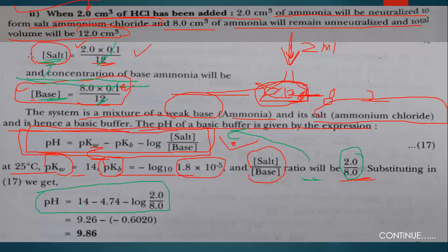Okay, see, pH is equal to 14. What is 14? pKw. Now pKb is a negative log of Kb. Values negative log केल्यानंतर काय येते तुम्हाला 4.74. You can do it on the scientific calci. And here it is log of 2 upon 8. So now pH is this one at this point. When 2 ml of HCl is added, your pH is 9.8. Now all these pH values we are going to consider to construct the titration curve.